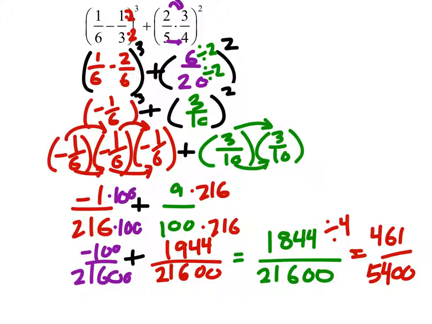Well, 461 is not divisible by 3. Is it divisible by 6? No. That looks like it's it to me. Double check. So yeah, that's it.